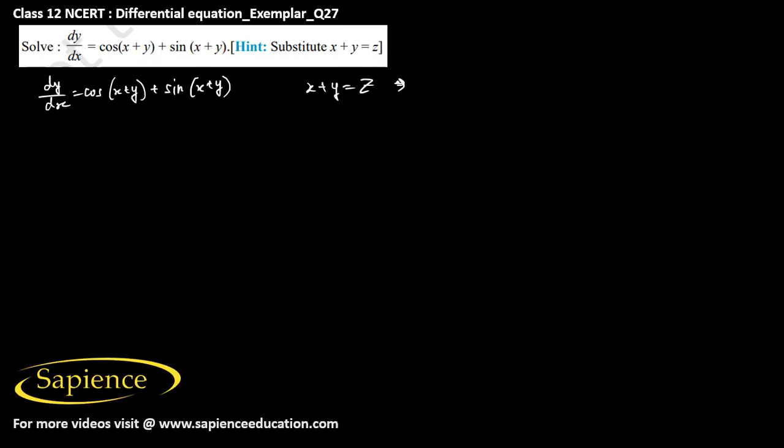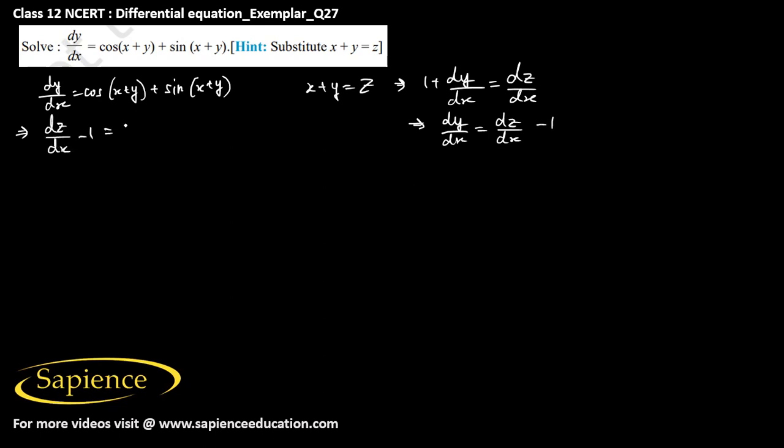So if x plus y equals z, then if we differentiate both sides with respect to x, we get 1 plus dy by dx equals dz by dx. It means that dy by dx can be written as dz by dx minus 1. And so this differential equation can be written as dz by dx minus 1 equals cos z plus sine z.